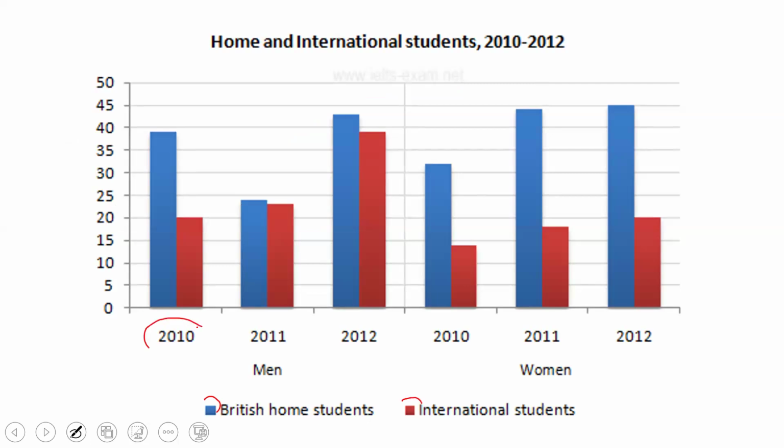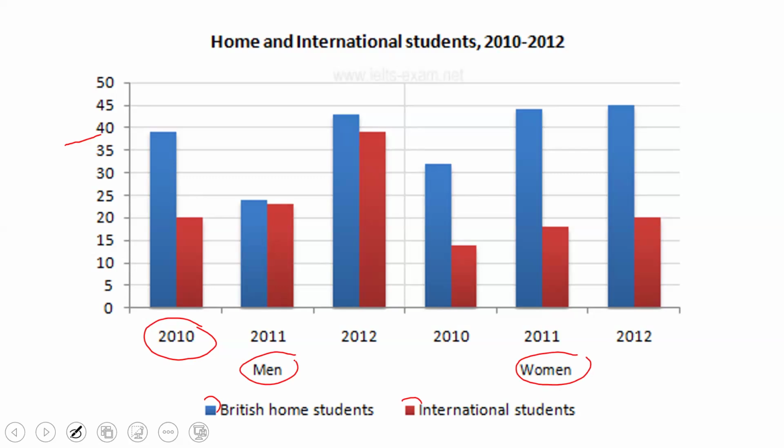So in 2010, the British home students are more or less like maybe 40, let me say 39 or thereabout, while the international students are 20. That is 2010 for men, and then they did it for women also. So you can see the way it has organized the data. It would have been difficult to look at all this data in your raw data sets to be able to really bring them out like this. But it has organized it so that by year, you can even pick it out.